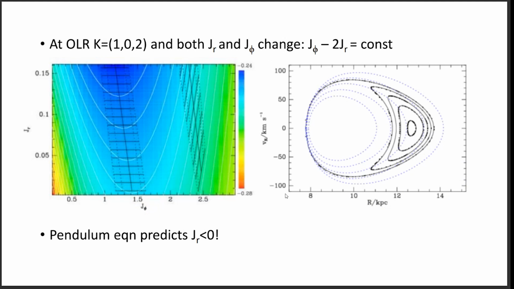Now consider the outer Lindblad resonance. Along the middle here, you see a straight line. That is the trace of the orbit which is perfectly resonant. And now the constant of motion is J phi minus 2 J r, because the k vector is now 1 in the r slot and 2 in the J phi slot. That means this is a conserved quantity. So J phi varies and J r varies, but they vary in such a way that this is constant, and that means they move on these sloping diagonal lines here.